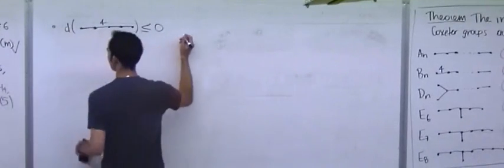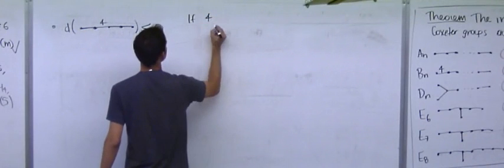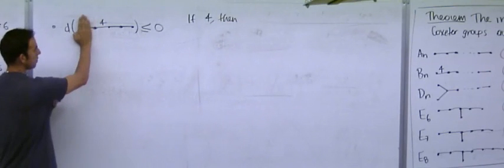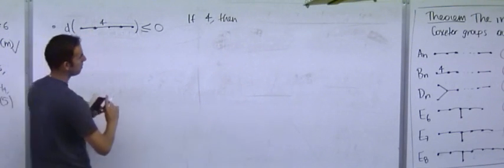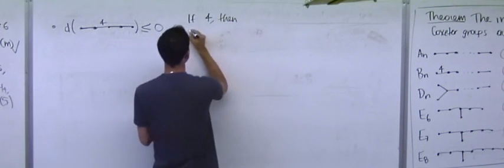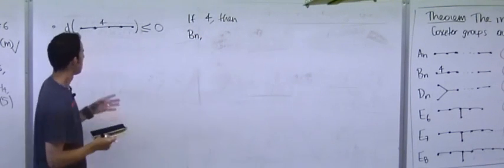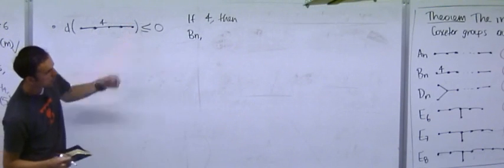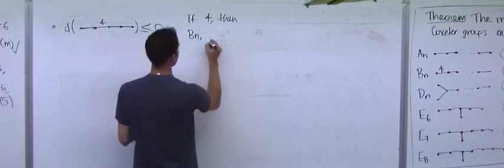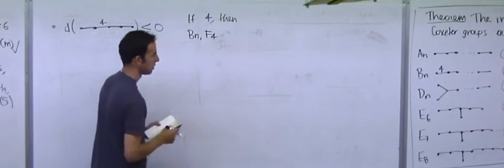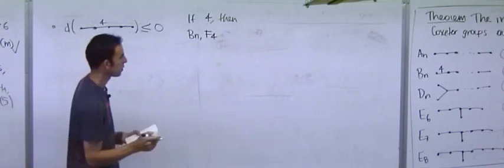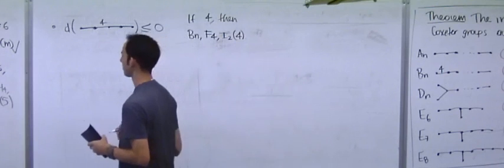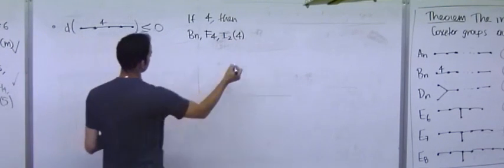And when you've done that, you've shown that if you have a 4, then either you only extend to one side, in which case you are Bn, or if you extend to both sides, then you can only extend one to each side, which means that you are F4, or you don't extend at all, which means that you are I2 of 4. So now that deals with the 4s.